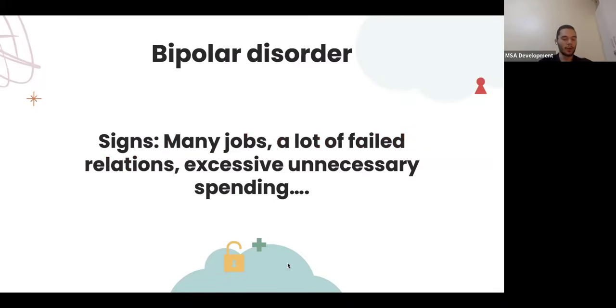Here are some signs of bipolar disorders. The question could tell you this patient has many jobs, a lot of failed relationships, and very important to remember, excessive unnecessary spending.